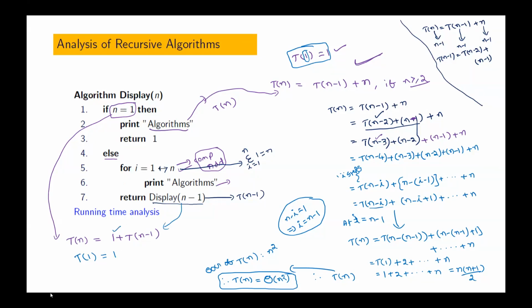What answer do we get here? It is n. Is that correct? But what is the running time of this algorithm? Now you please tell me. What is the running time of this algorithm?